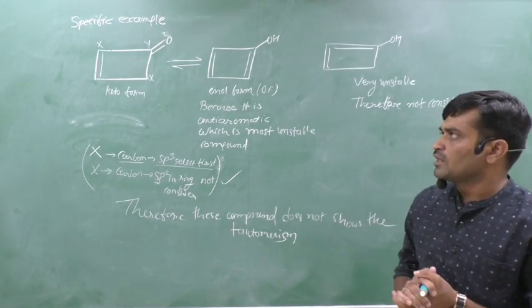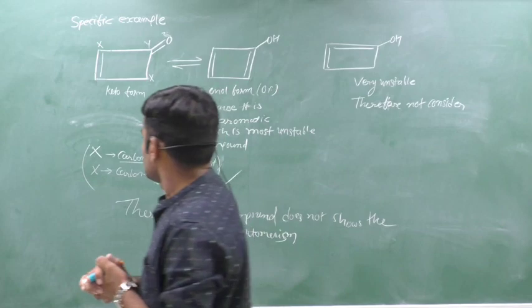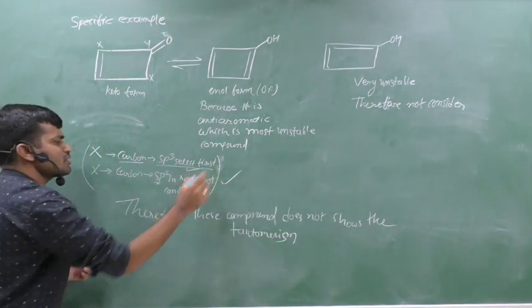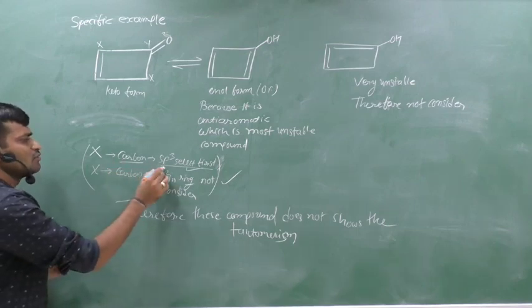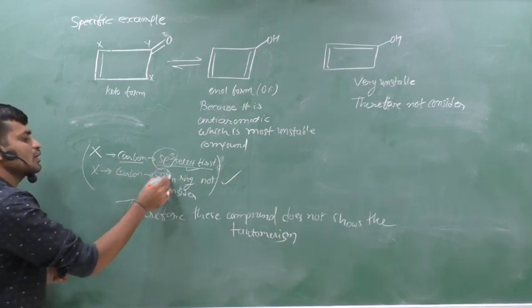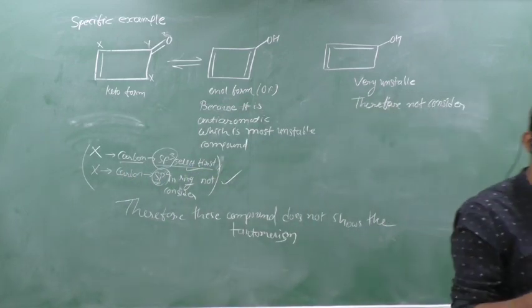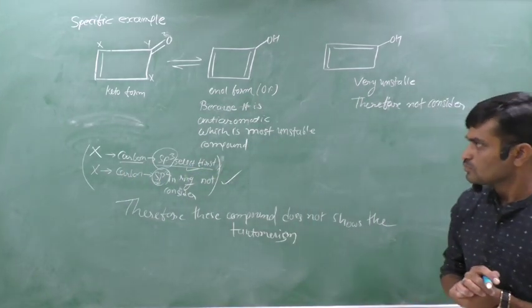Yes, so it is clear that if there is a cyclic compound, then while selecting x you should take a little care: we can select first the x carbon which is sp3. If any carbon has sp2 hybridization, we cannot consider it. Why? We can explain. Next.